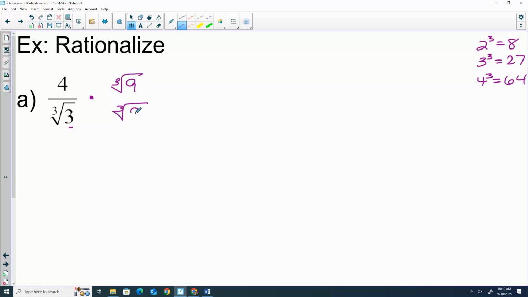Another way to think about it, we have one 3. We need 3 of them, so you need 2 more 3s. 3 squared is 9. So we have 4 cube root of 9. On the bottom we have the cube root of 27, which is 3.